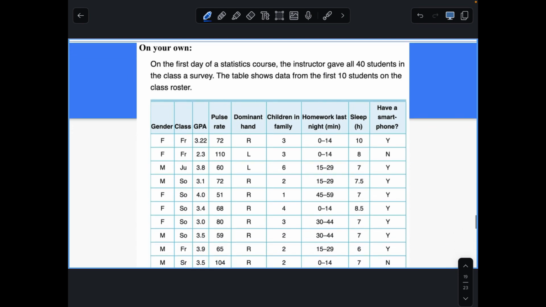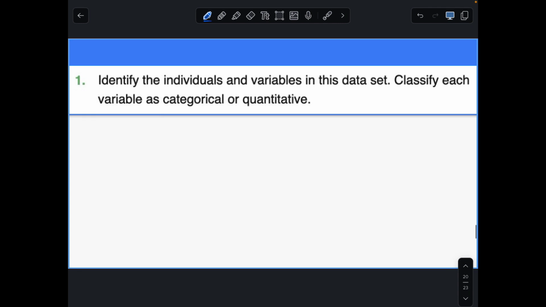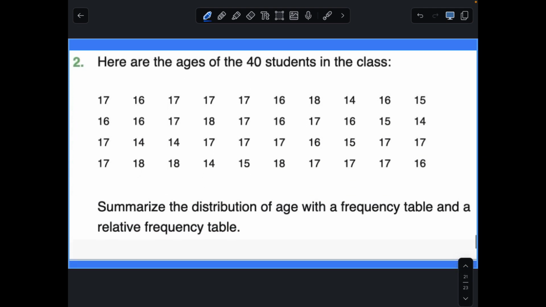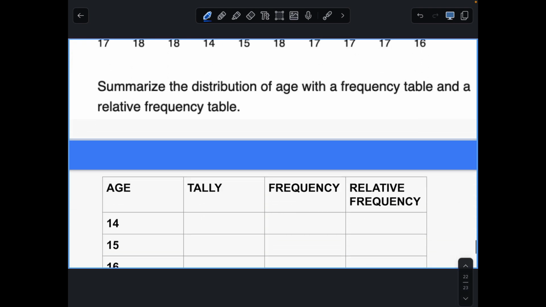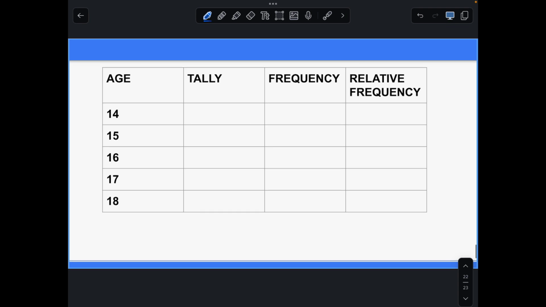Okay, on your own. I'm going to let you do this on your own because that's what it says. On the first day of the statistics course, the instructor gave all 40 students in the class a survey. The table shows the data from the first 10 students on the class roster. Okay, I want you to go ahead and answer these questions. What are the individuals? What are the variables? Then classify each variable as categorical or quantitative. Okay, here are also the ages of the 40 students. Summarize the distribution of age with a frequency table and a relative frequency table. I just went ahead and put both of them in the same table just to save space. Okay, and you can write this on your paper and go ahead and fill that out.